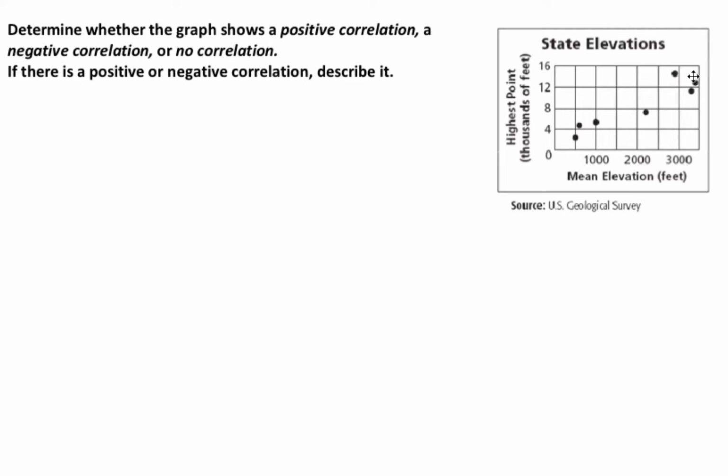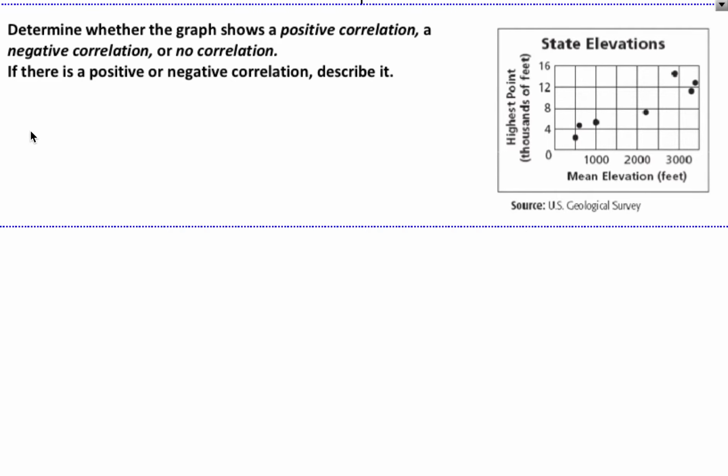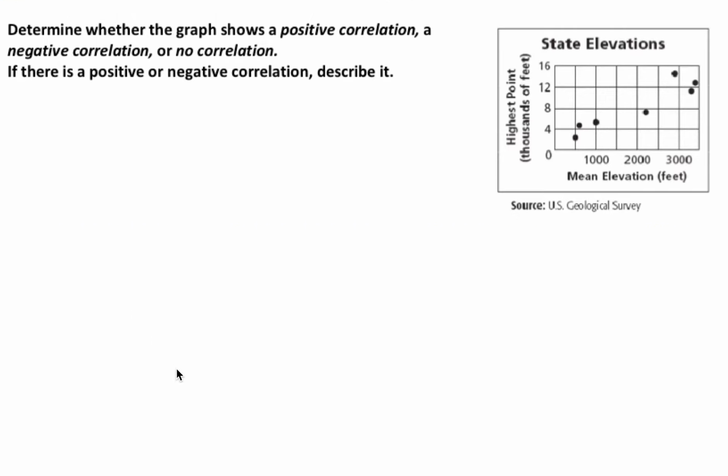Okay, there is a little bit of a trend here. We don't have a whole lot of dots. Looks like there's only 7 states. Be interesting to see what this looked like if they had all 50 states. But it does tend to increase. As the mean elevation goes up, the highest point goes up as well. Rather than typing it out, I'll just state it from here on out. So on this one, it's a positive correlation. As the mean elevation increases in a state, the highest point tends to increase as well.